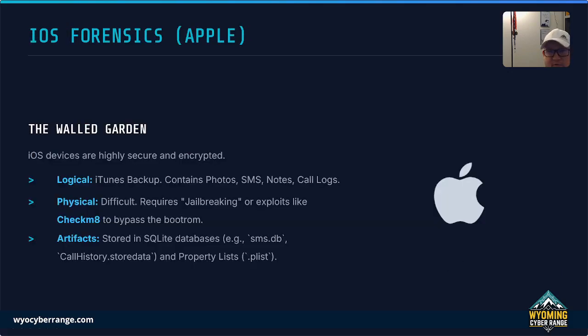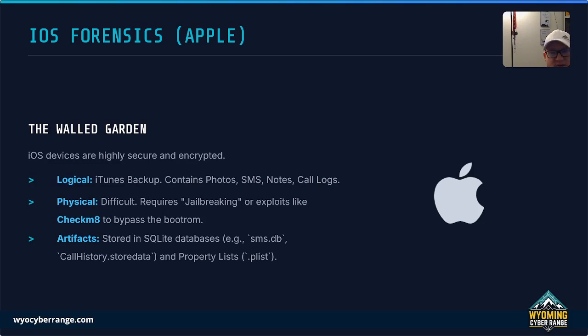Now, talking about Apple, per se, we have to refer to it as the walled garden. These devices are highly secure and encrypted. For logical extraction, an iTunes backup will yield photos, SMS, notes, and call logs. If we're dealing with that physical extraction, it's often going to be very difficult to get, and it needs exploits like the checkm8 or jailbreaking for the device to actually work.